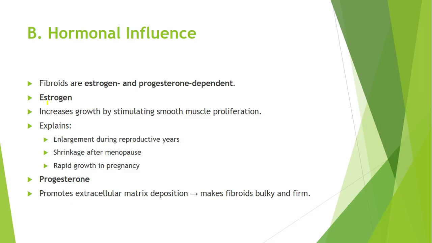So, what estrogen does is that it increases growth by stimulating smooth muscle proliferation of the uterus. So, it causes the enlargement during reproductive years. There's shrinkage after menopause and rapid growth in pregnancy. So progesterone on the other hand promotes extracellular matrix deposition. This makes the fibroid bulky and thin.